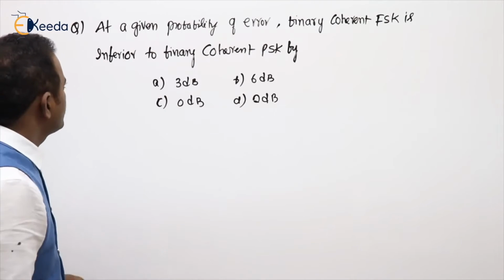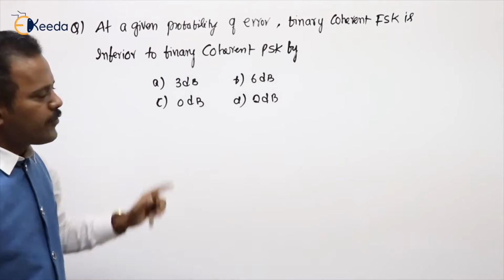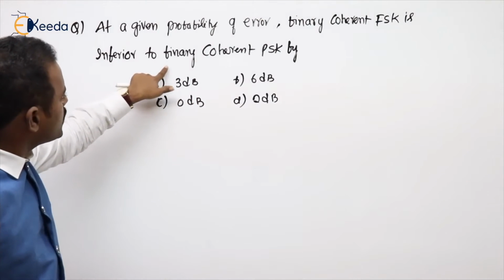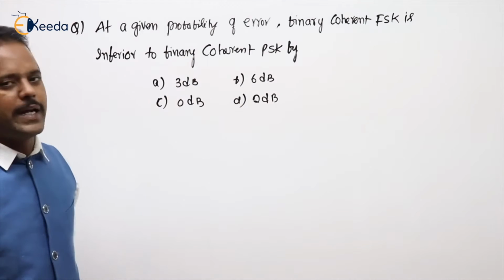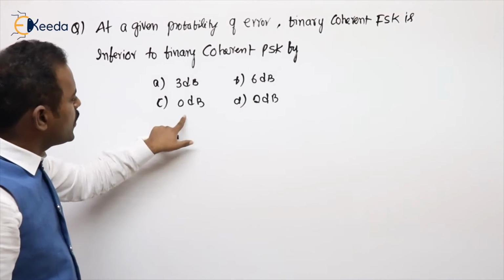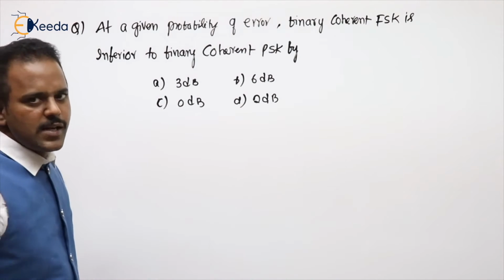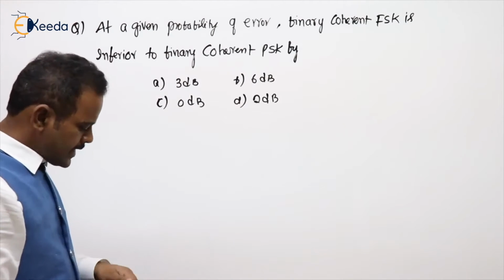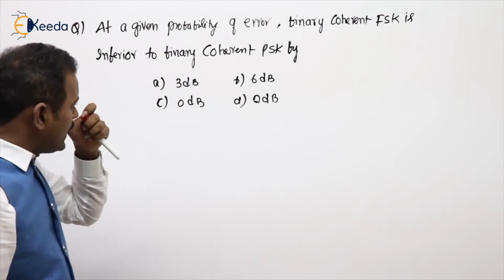See the next problem. At a given probability of error, binary coherent FSK is inferior to binary coherent PSK by how much? Given options are 3 dB, 6 dB, 0 dB, 2 dB. This was asked for 1 mark in the GATE 2002 examination. Let's see, what does this mean here?